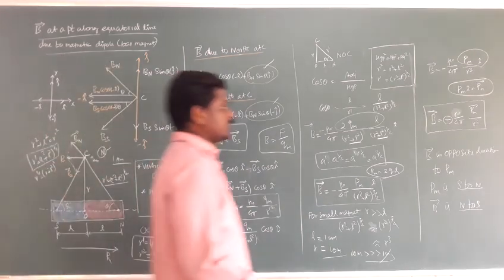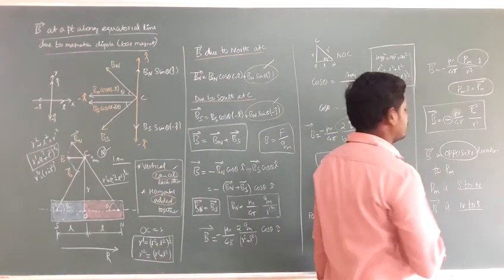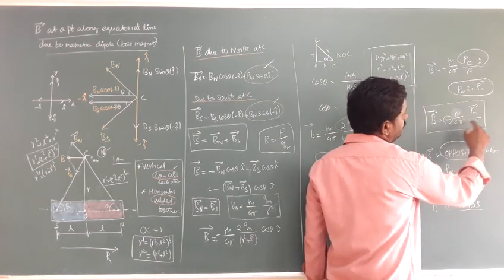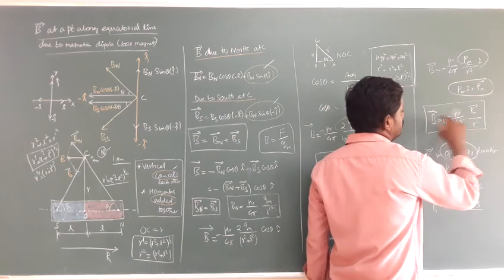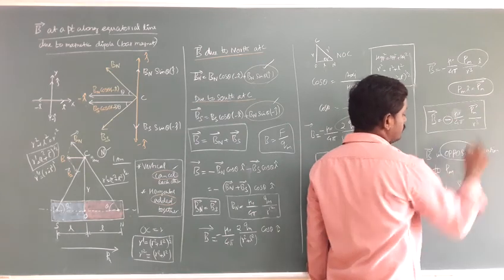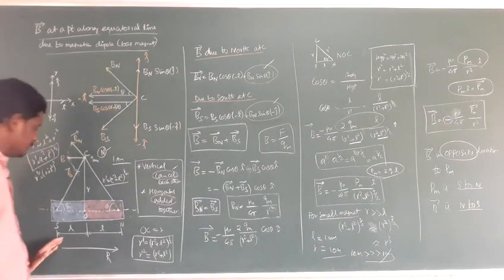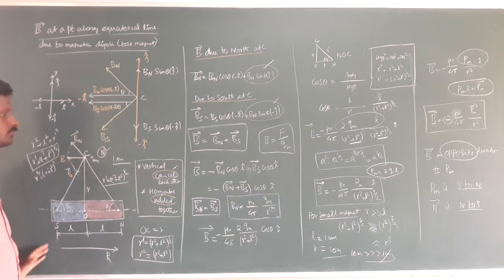From this, what do we need to observe? The magnetic field is in the opposite direction. So at C, B equals minus mu 0 by 4 pi Pm by R cube. So B is equal to minus Pm. The magnetic field is opposite to the magnetic dipole moment. The magnetic dipole moment acts in the direction from south to north, and the magnetic field is from north to south.